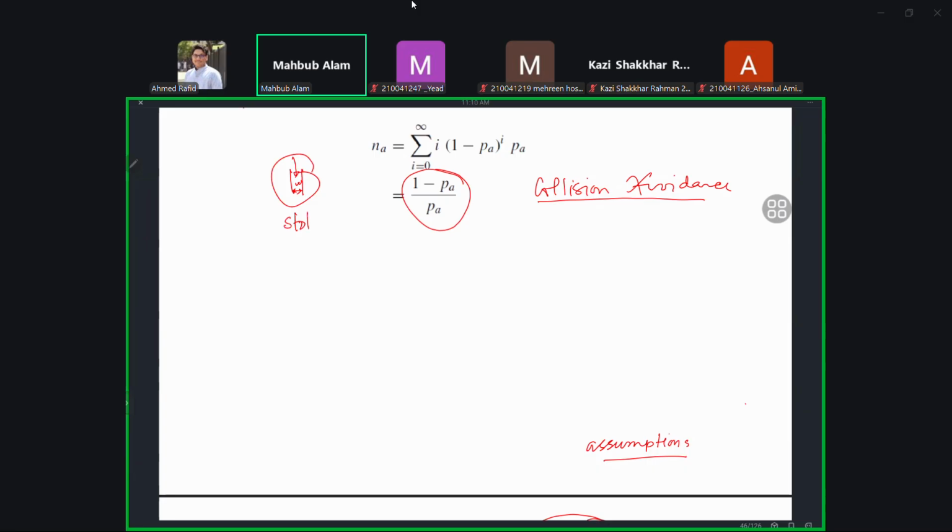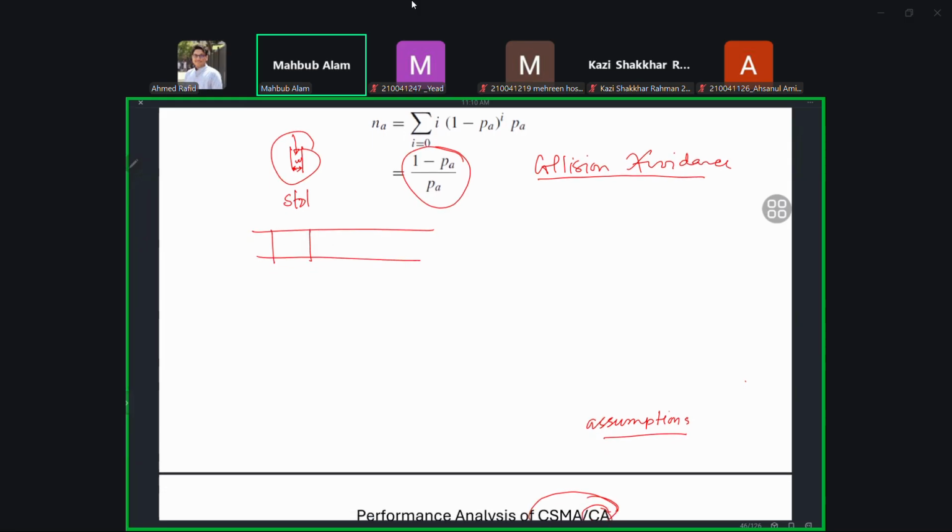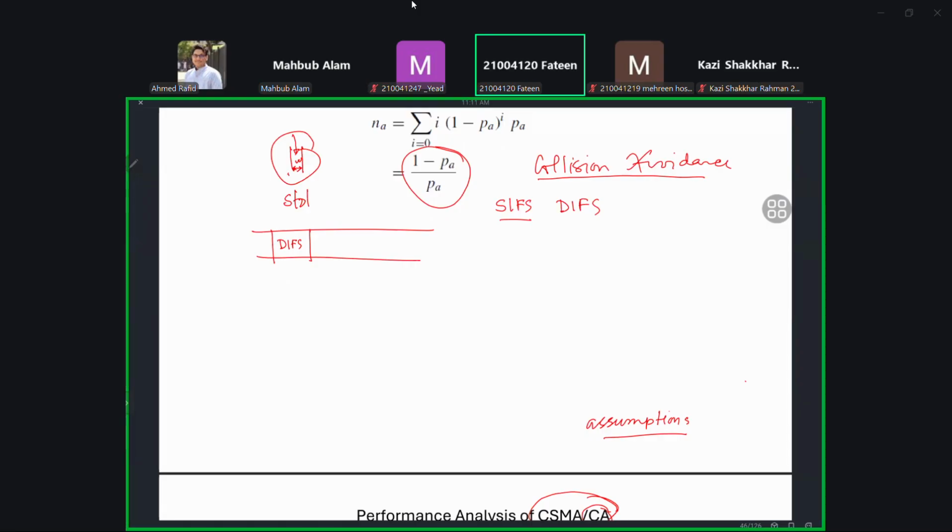Now we also divide the channel time into other time periods, one of which is SIFS. This one is an IFS, and another one is DIFS. So let's start with DIFS. Does anyone know the meaning of DIFS?